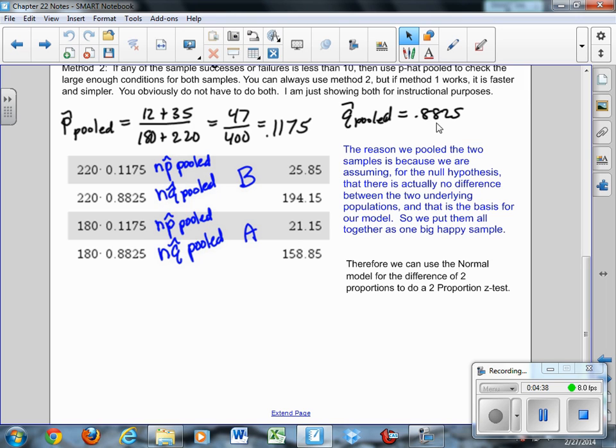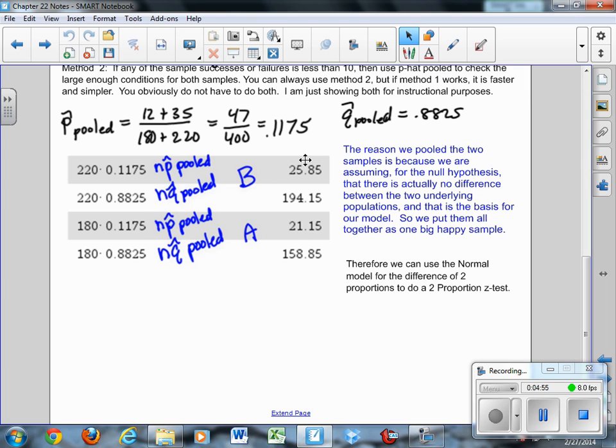And so we can use p hat pooled and q hat pooled to check the large enough condition for both samples. So we take the 220 and the 180 times the p hat pooled and the q hat pooled, and we notice that all of these are greater than 10, so it would pass.